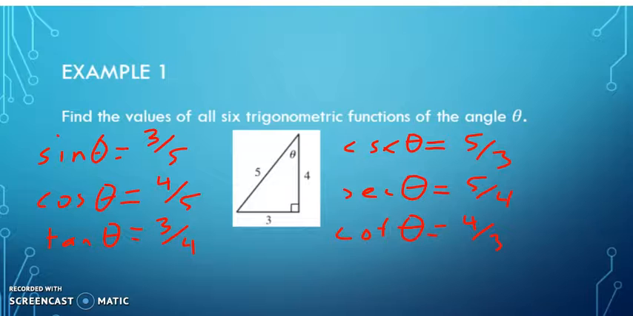Now, one kind of twist that they might give you on one of these shapes is you may be missing one of the sides. And if that's the case, just remember that you can use the Pythagorean theorem to find whichever one you don't have. So whether you're missing one of the sides or the hypotenuse, just use the rule a squared plus b squared equals c squared. Solve for that missing side first, and then you can go through and actually list the six trig functions.